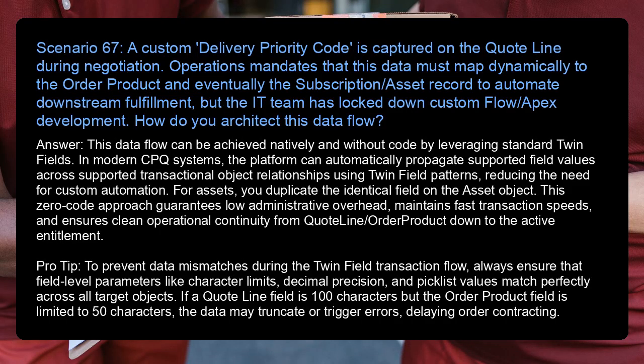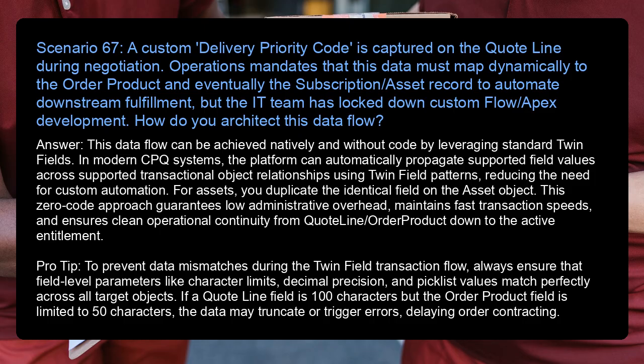Scenario 67. A custom delivery priority code is captured on the quote line during negotiation. Operations mandates that this data must map dynamically to the order product and eventually the subscription and asset record to automate downstream fulfillment, but the IT team has locked down custom flow or Apex development. How do you architect this data flow?